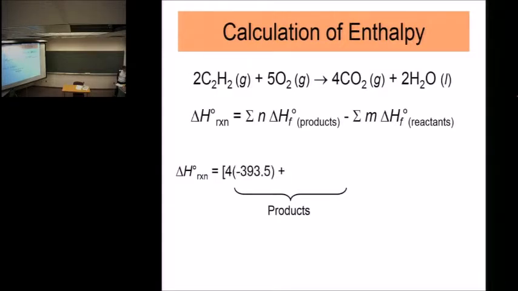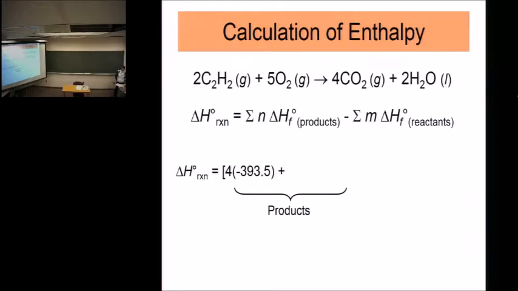So I look it up in the table and it's minus 393.5. I didn't write kilojoules per mole in there, but that's what it is. And when you multiply it, you can think of it as by 4 moles. So the moles cancel out and I'm left with kilojoules. All right, so let's keep going.